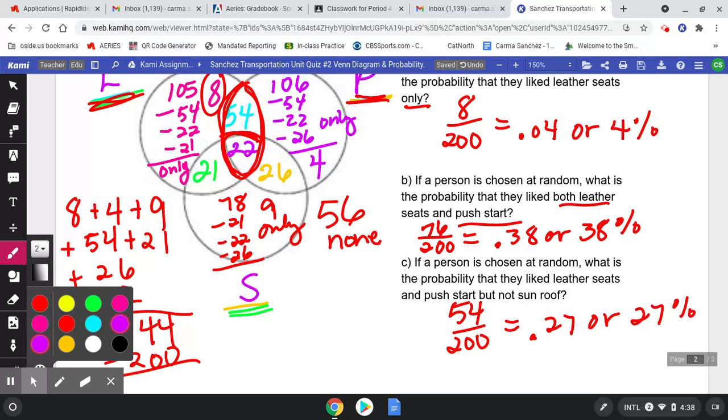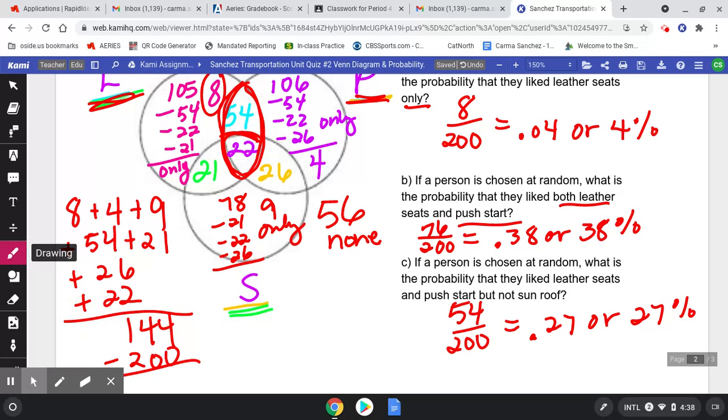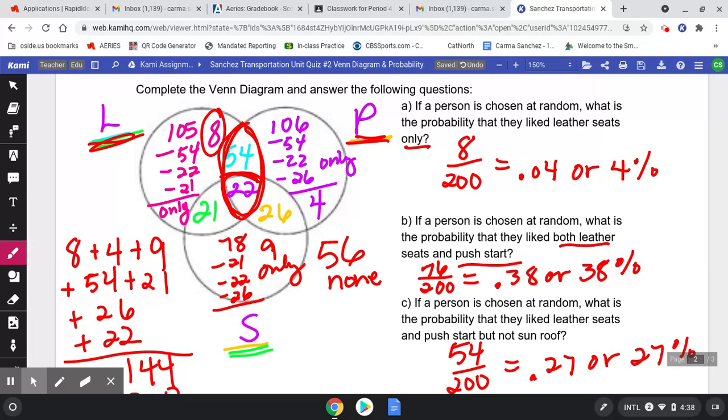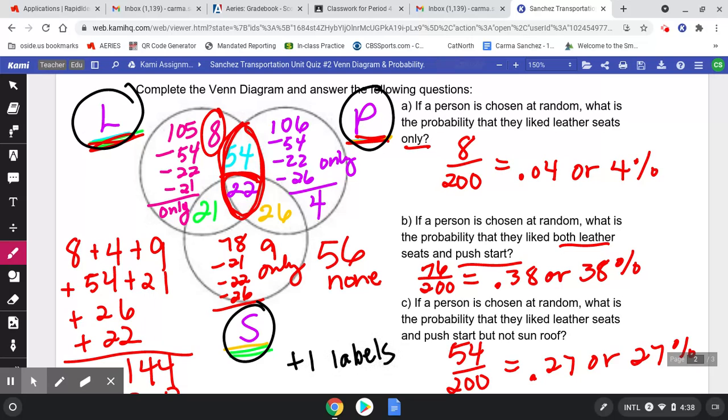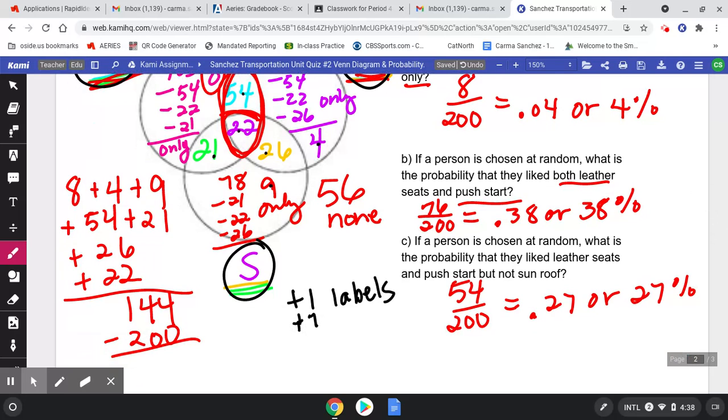Okay, so how was this quiz graded? Let's go with a black grading color. Okay, it's a point for having labels around your circle. So this L, this P, and this S, it's 1 for labels. It's a point for having each thing filled in correctly. So 1, 2, 3, 4, 5, 6, 7 sections of that diagram. So plus 7 points for filling in the diagram.